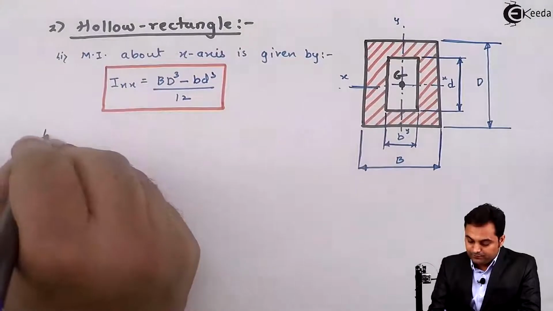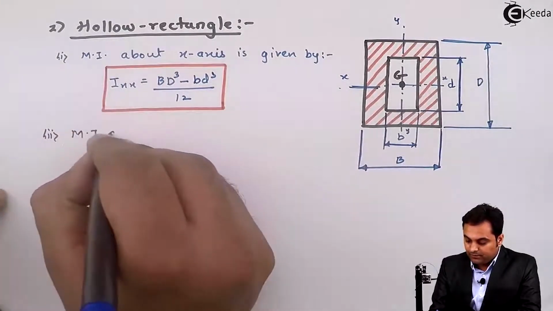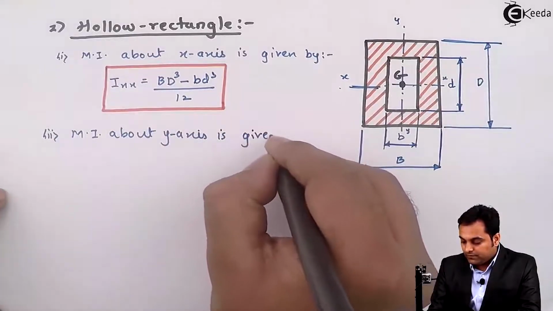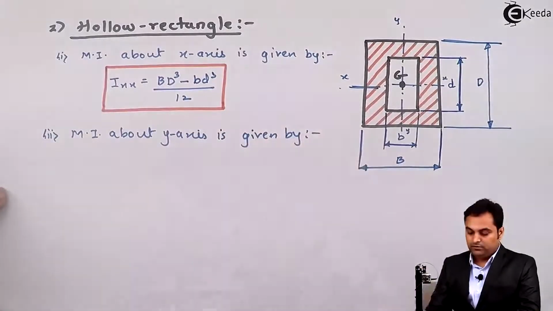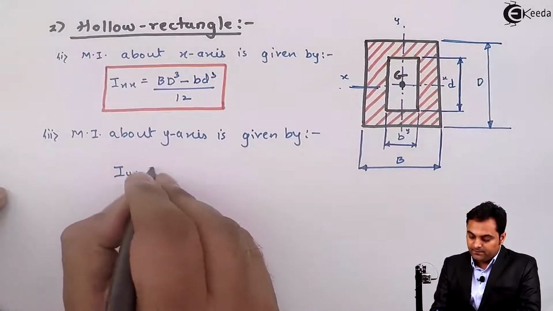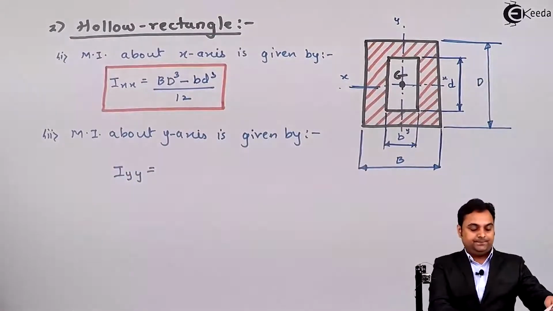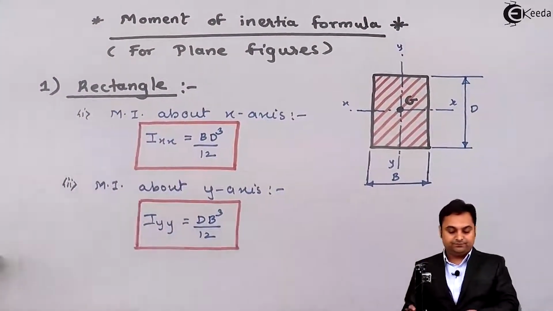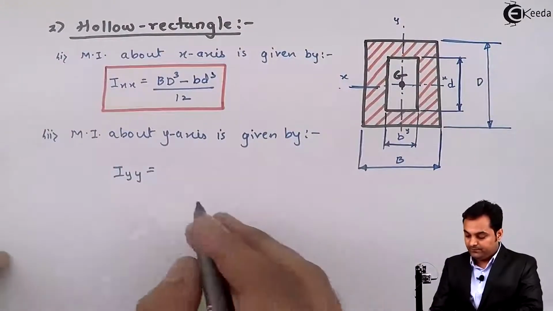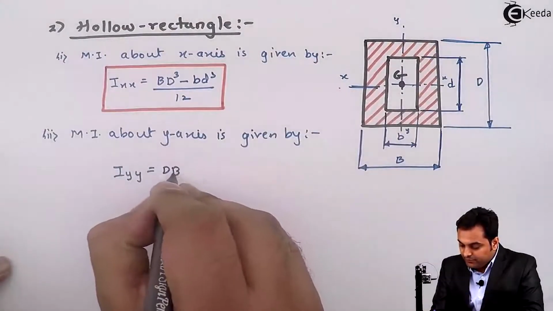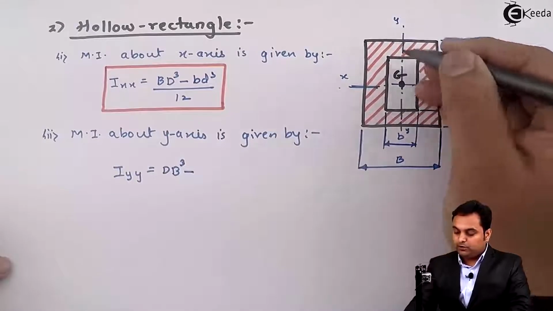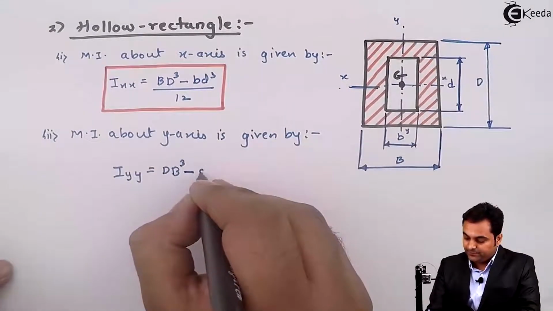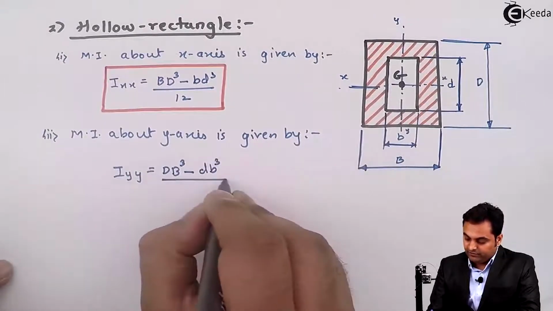Next, MI about y axis is given by Iyy will be, previously we have seen for a rectangle Iyy was capital DB cube by 12. So here we have capital DB cube minus small db cube. So from the outer rectangle moment of inertia I am subtracting the inner rectangle moment of inertia formula.